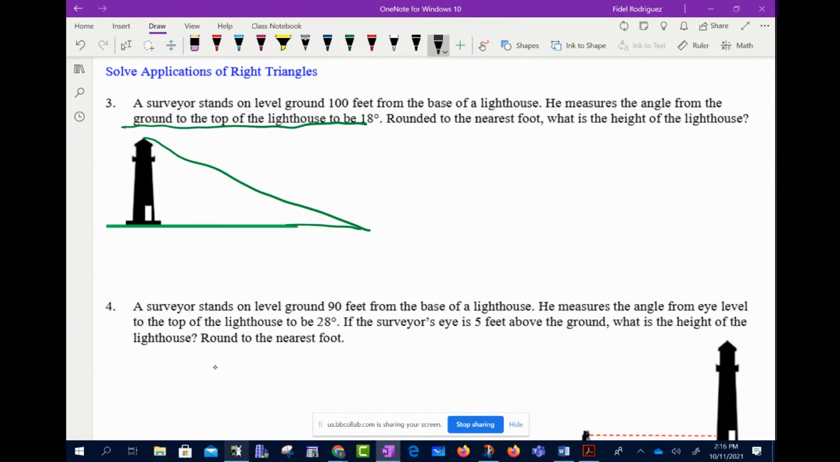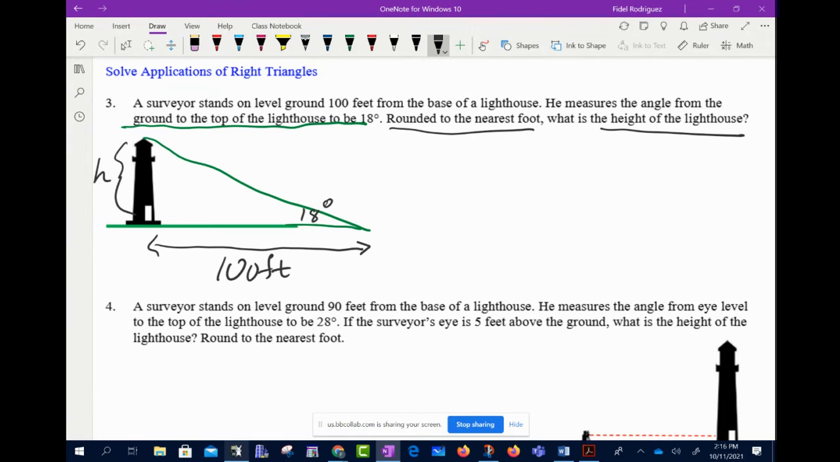Do we know how far it is from here to here? That's 100 feet, right? Okay, and we know that this angle down here was what? 18 degrees. Rounded to the nearest foot, what's the height of the lighthouse? So we're trying to find that distance right there, right?